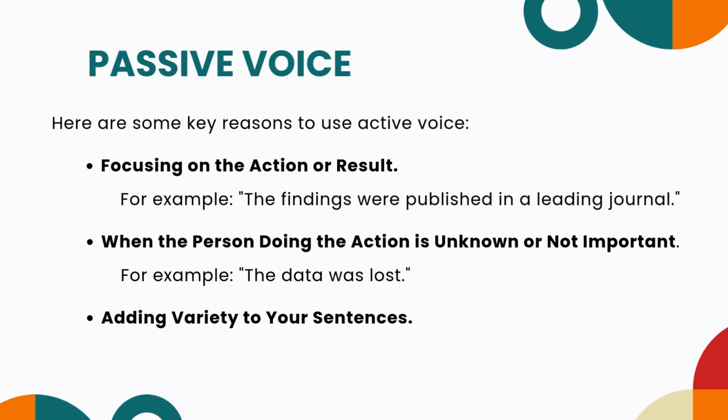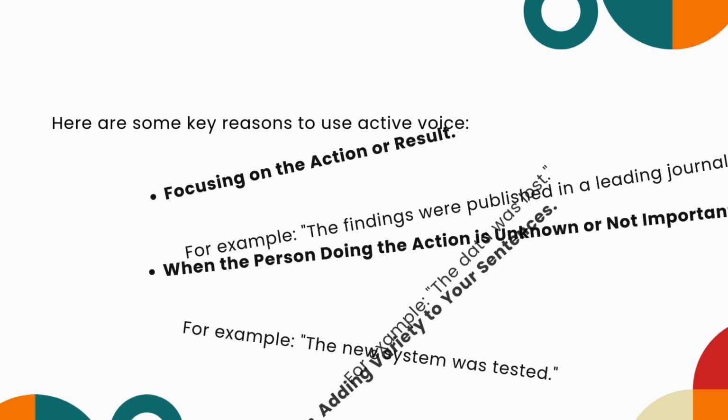Using the same types of sentence over and over can get boring. Mixing in passive voice can change things up and keep your audience interested. For example, instead of always saying, "We tested the new system," you can sometimes say, "The new system was tested." This variety helps your speech flow better and keeps listeners engaged.